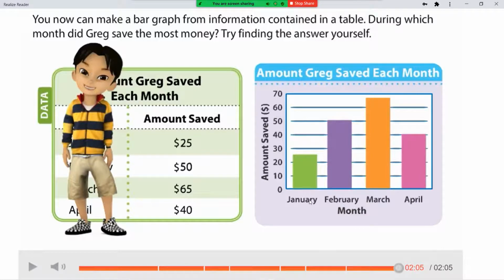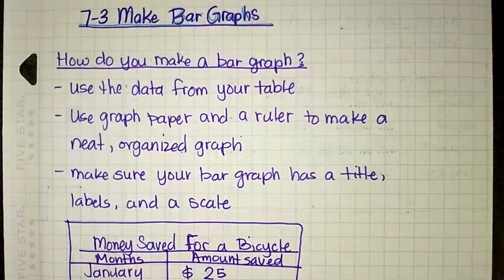So for January, since he had saved 25, the line over here stops in between the 20 and the 30, because right halfway between 20 and 30 is 25. And the same thing for March, he saved $65, so it lands between the 60 and the 70. So that's measuring or showing you halfway to that next number. Now let's go ahead and take a look at our notes and then our guided practice.